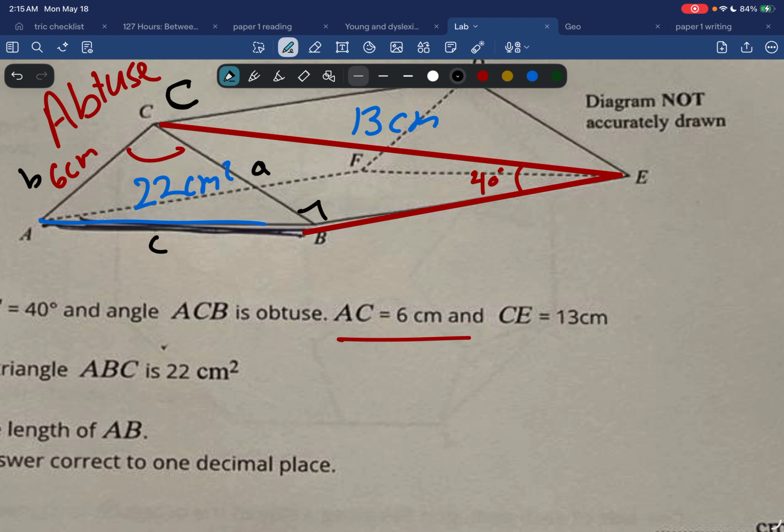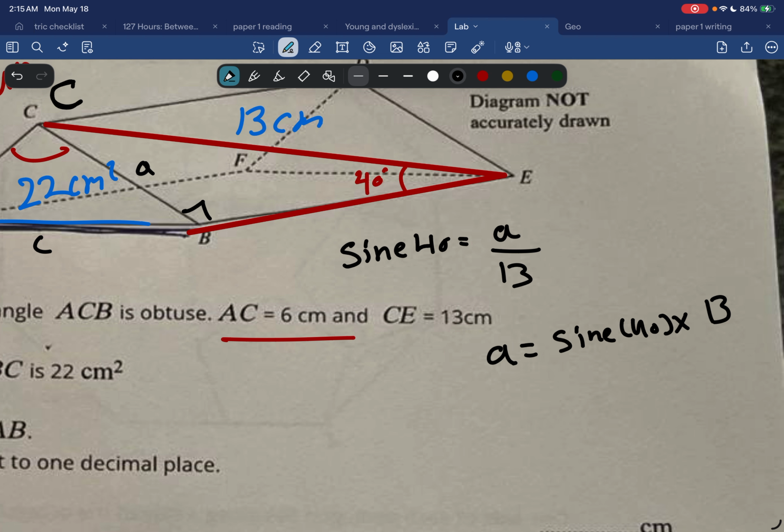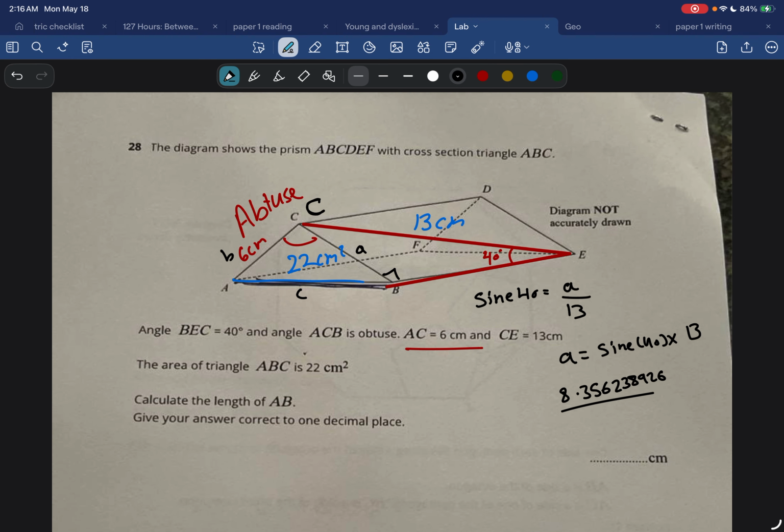So which ratio are we going to use here? Sine ratio. So sine 40 equals the opposite, which is what we want to find, called a in this case, over the hypotenuse, which is 13. So a equals sine 40 times 13. So let's do that. The answer is going to be 8.356238926. Remember, guys, do not round before the last answer.